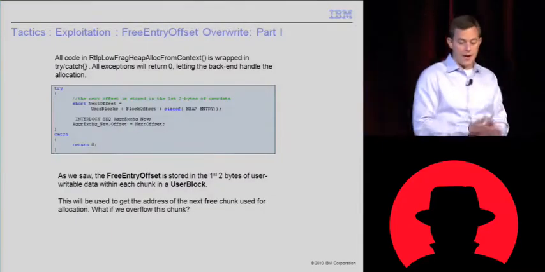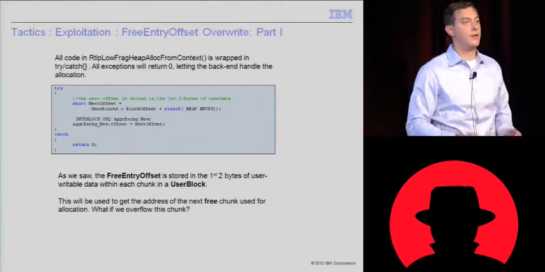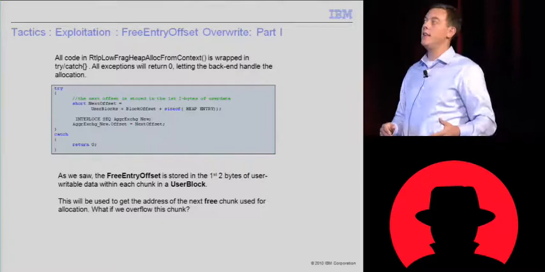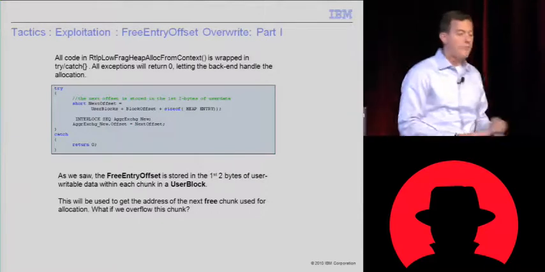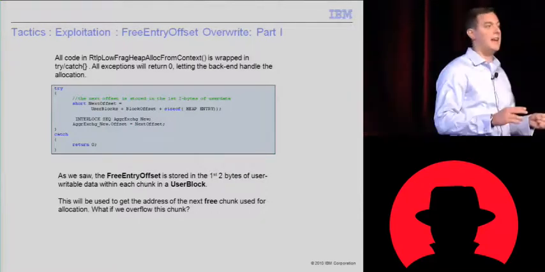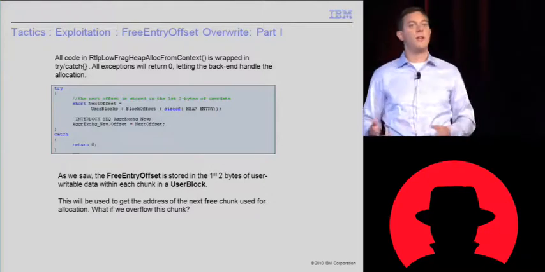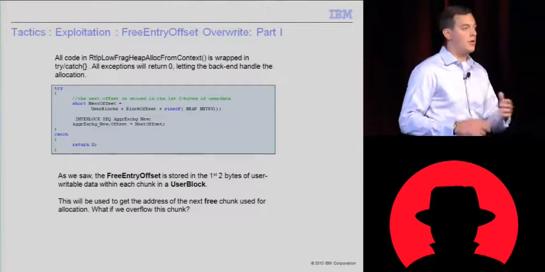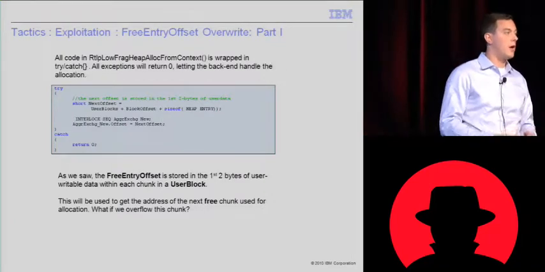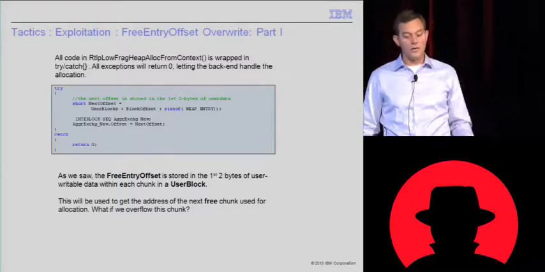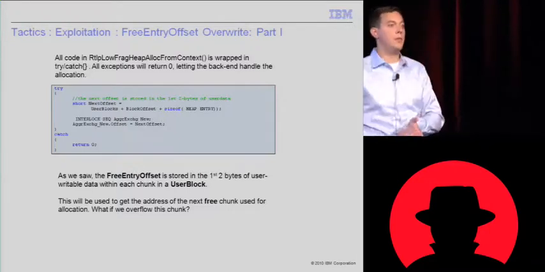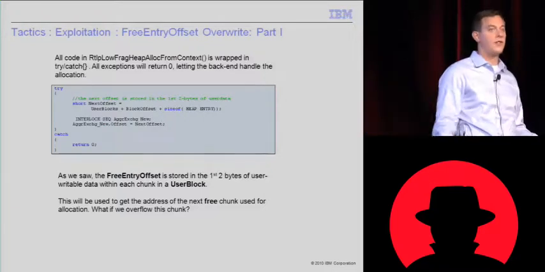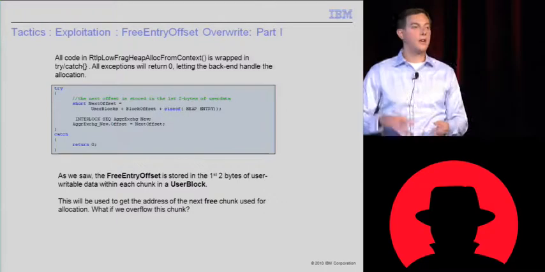Now for my half-assed version of an exploitation tactic. Before I talk about it, I wanted to explain to everyone that everything in RtlpLowFragHeapAllocFromContext, that's the low fragmentation heap allocator, is wrapped in a try catch-all. If there's any exceptions, 0 will be returned, and as I said before, the back-end manager will fulfill that request. This is where you could abuse basically brute forcing. We kind of hinted at this last year as well with the look-aside list. You could potentially start guessing addresses.